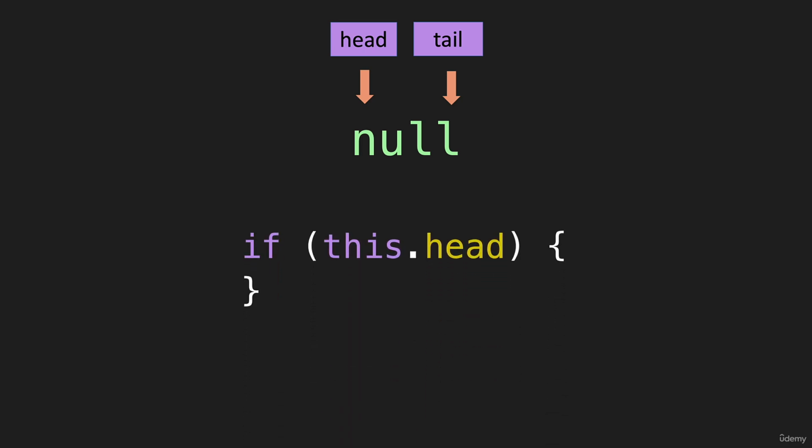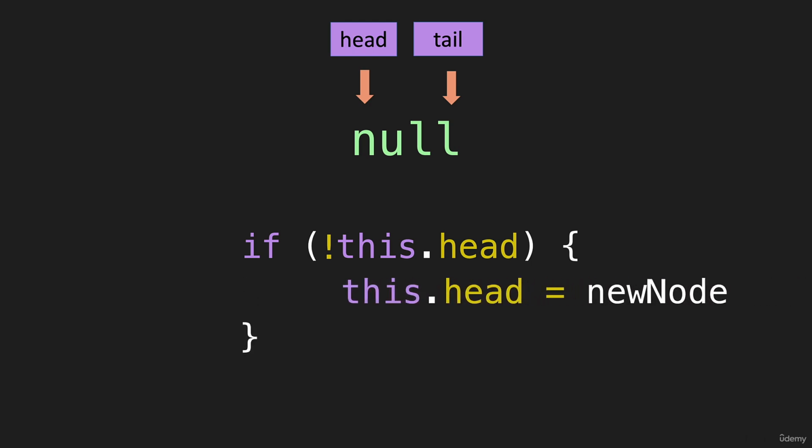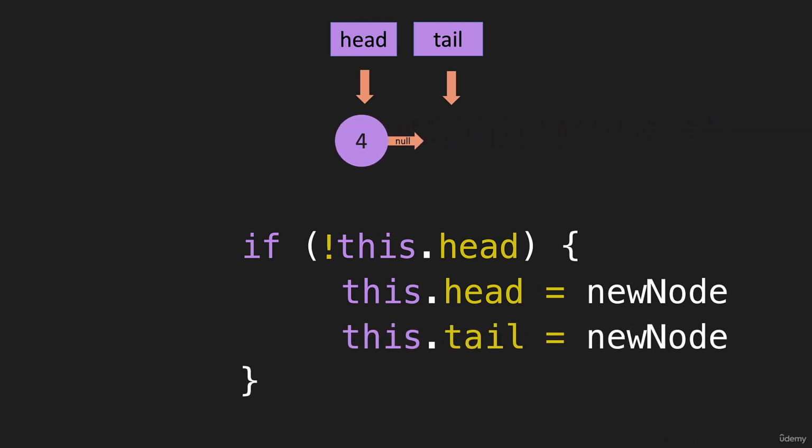So we can see if head is equal to null. Now if this is true, that means head is pointing to something. So we need to do the opposite of this. So we're going to use that not operator, that exclamation point there, and that makes it the opposite. This is the equivalent of saying if this.head is false, or if this.head is equal to null, because null is false. So that's this situation here. So then we say this.head equals newNode, like that, and this.tail equals newNode, and now they both point to the new node.